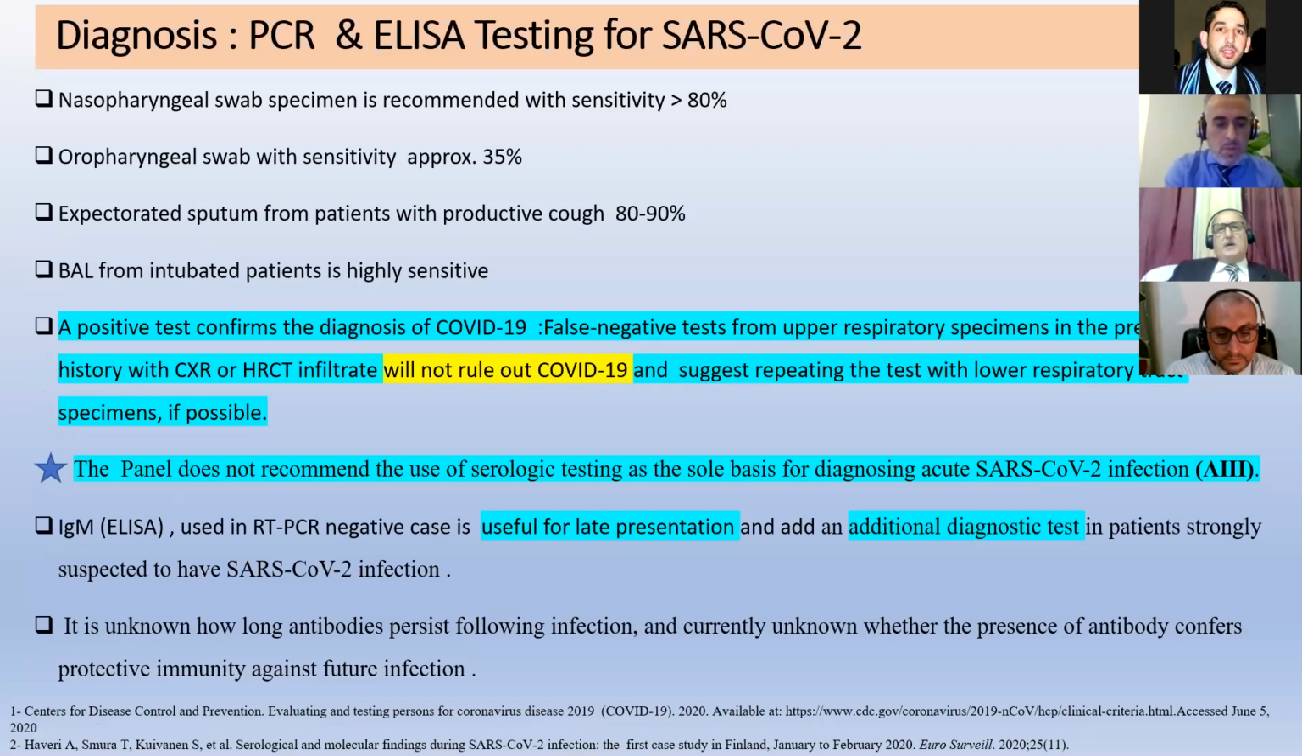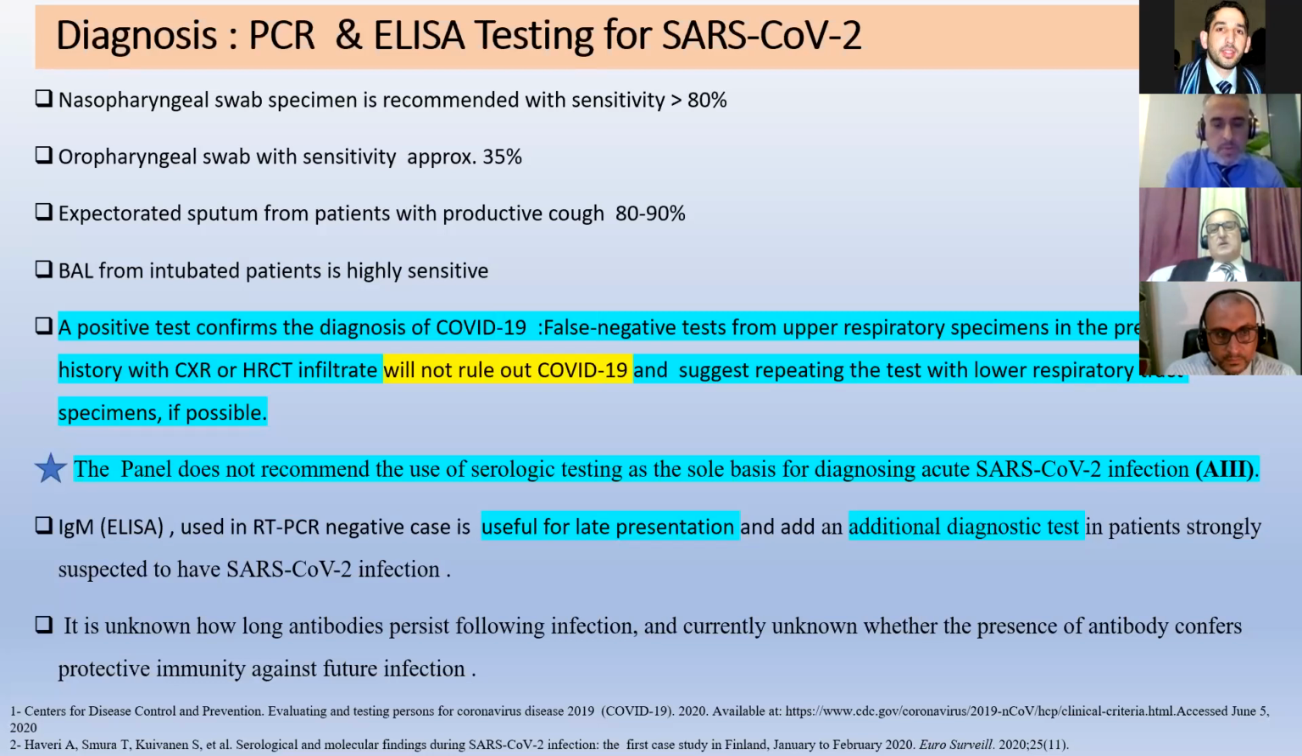In fact, when we have suspicion of COVID disease, depending on the symptoms, and especially if there's a strong history of contact with COVID patients, we should confirm the diagnosis. The nasopharyngeal swab specimen is the most recommended one, which gives a sensitivity of more than 80%. Oropharyngeal is not advised because the sensitivity is low, up to 35%. If we can get expectorated sputum, it is also good, 80 to 90%. And if the patient is on a mechanical ventilator, intubated, then bronchoalveolar lavage will give highly sensitive results.